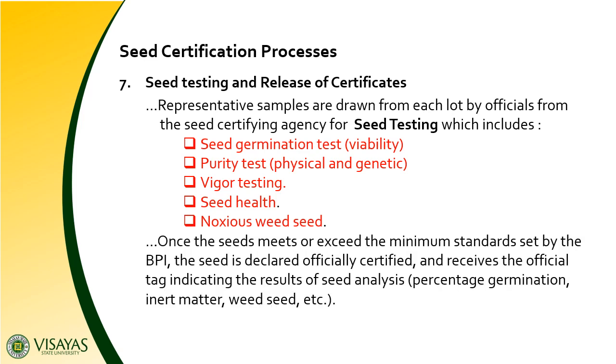The next, once the seed meets or exceeds the minimum standards set by the BPI, the seed is declared officially certified and receive the official tag indicating the result of the seed analysis, which includes the percentage germination, inert matter, weed seed, if there is any weed seed, and many other information about the seeds.